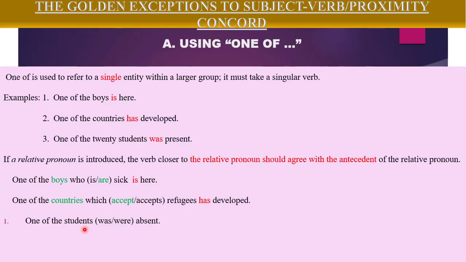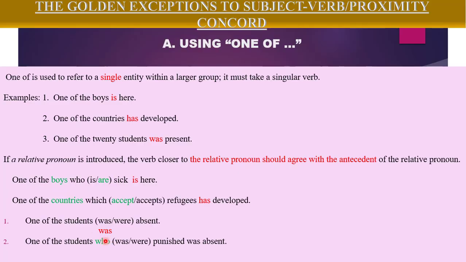One of the students was or were absent. Here there is no relative pronoun. In the second one, one of the students who was or were punished was absent. Let's take the first one. There is no relative pronoun, so it means that we are talking about a single entity within the larger group. So what verb did you select? The answer is was. In the second one, we had a relative pronoun.